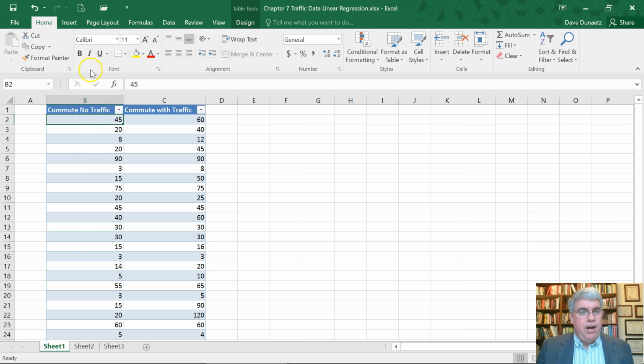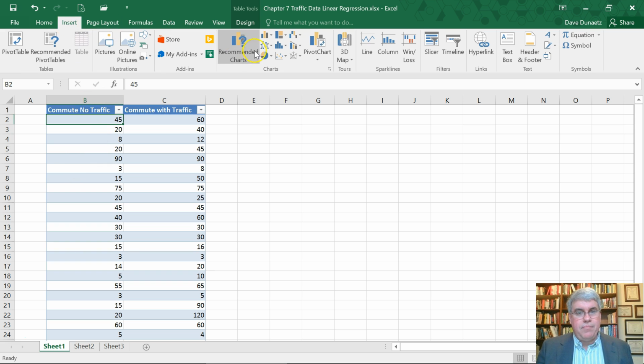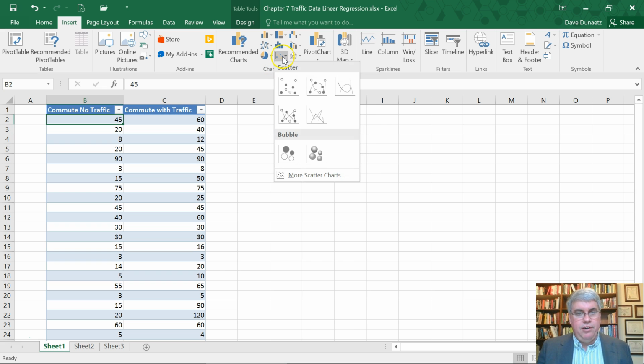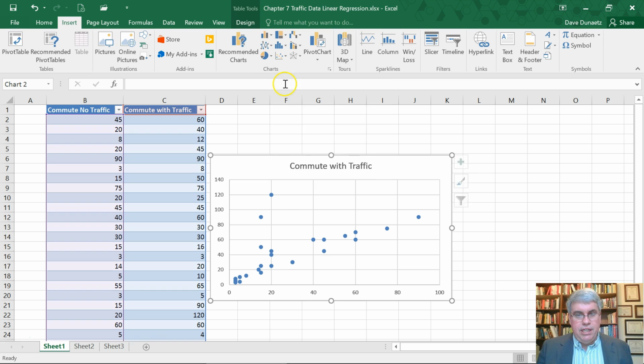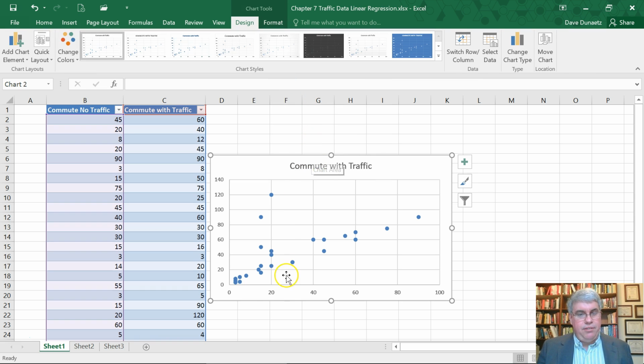regression. So I go to Insert, I go to Charts, I choose the scatter plot, the dots up here. I choose the first one, and that gives me the dots with the X. The first column is the commute, no traffic on the bottom. The Y-axis is the commute time.